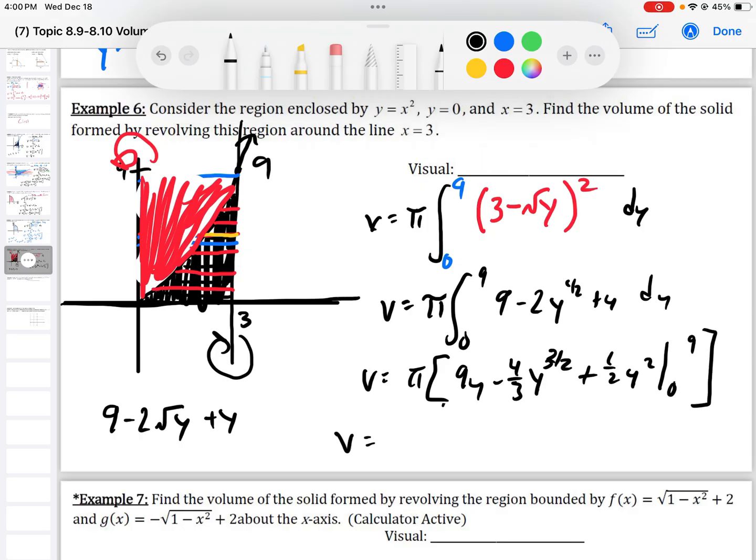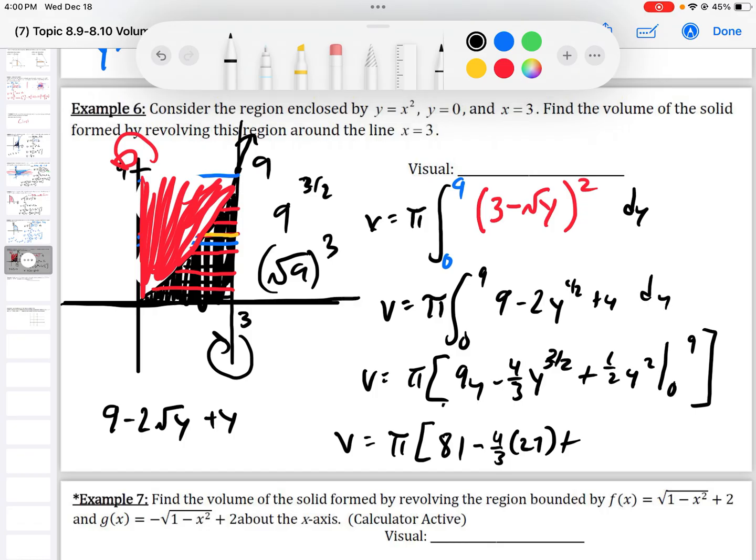So now I've got to plug in 9. Volume is equal to pi times 81 minus 4/3. Okay, 9 to the 3/2 exponent would be the square root of 9 cubed, which is 27, plus 1/2 times 81, so 81 halves. And that would be a good safe stop.